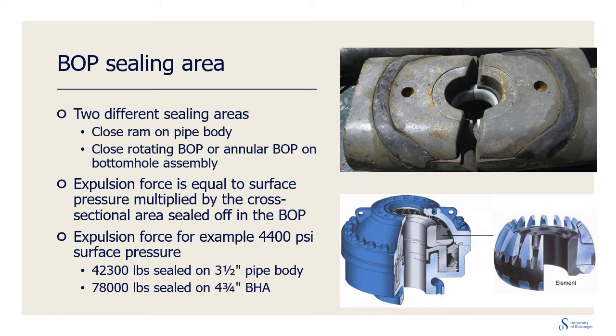The expulsion force acting on the drill pipe is equal to surface pressure multiplied by the sealing cross-sectional area in the blowout preventer. Depicted on top is a set of ram blocks where the Teflon sealing element is seen in white. In ram-to-ram snubbing, we push the pipe body through the BOP while keeping the surface pressure below contained.